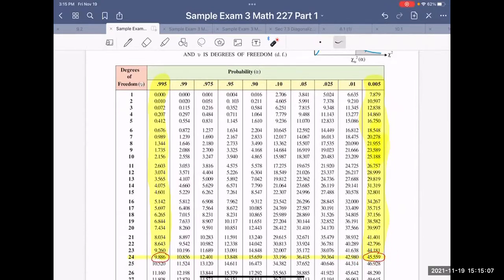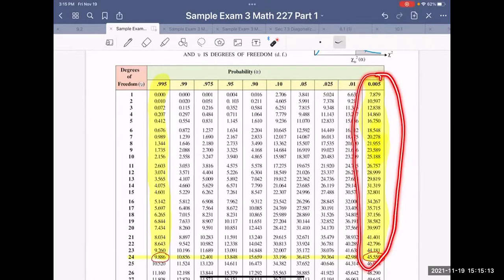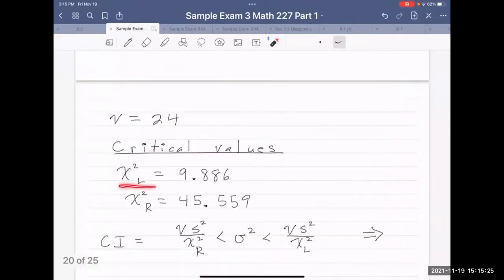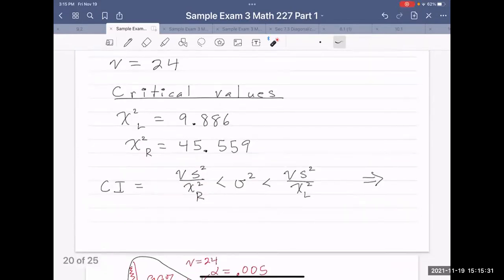45.559. Now, this is in the first column. Therefore, the other value is 9.886. And so those are my critical values, 9.886 and 45.559. My confidence interval for variance is that the population variance is between the degrees of freedom times the sample variance over my right and left chi-square critical values.